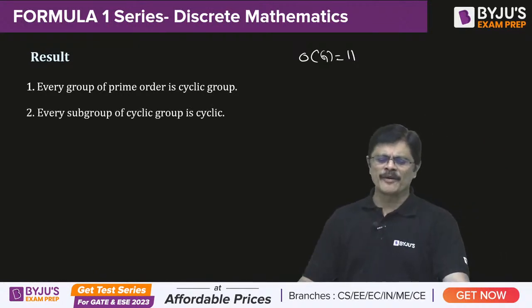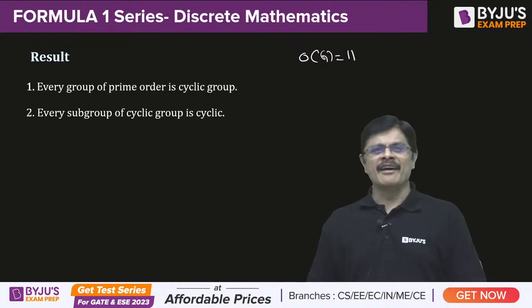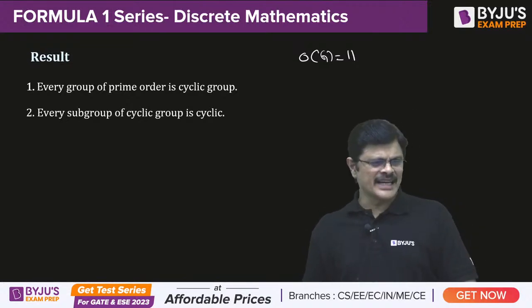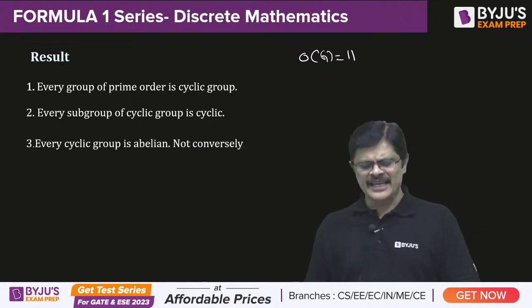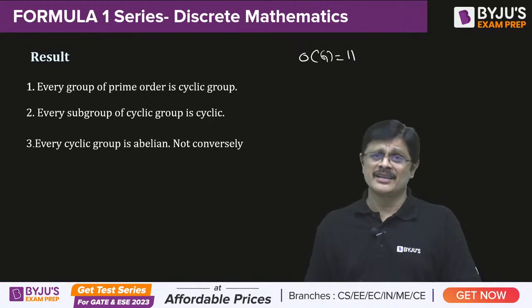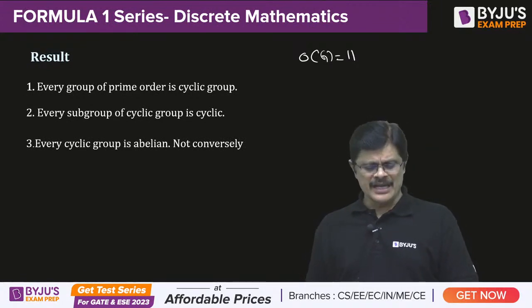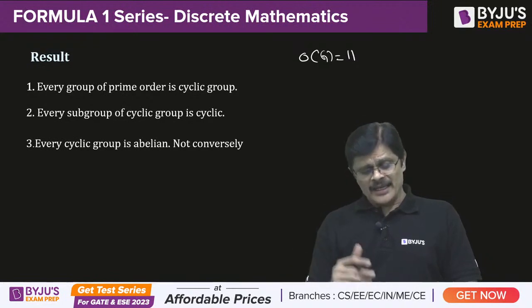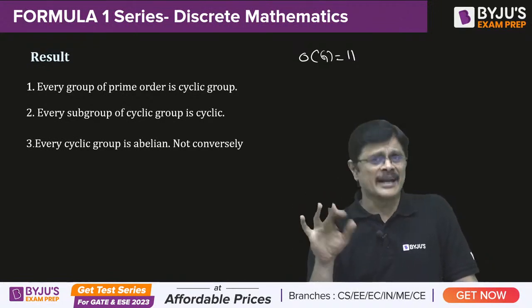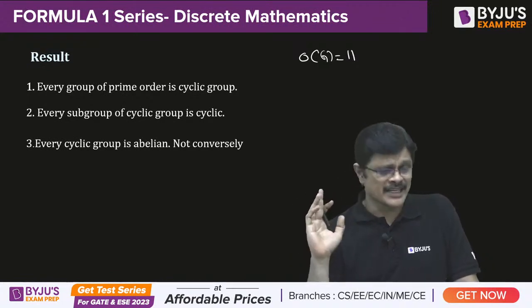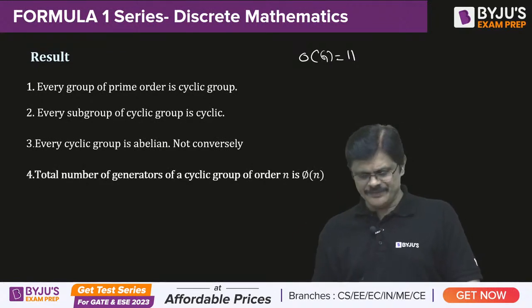And every subgroup of a cyclic group is cyclic, my dear friends. And every cyclic group is an abelian group, but not conversely. Okay? So a cyclic group is an abelian group, but every abelian group need not be cyclic, my dear friend. That you need to remember.